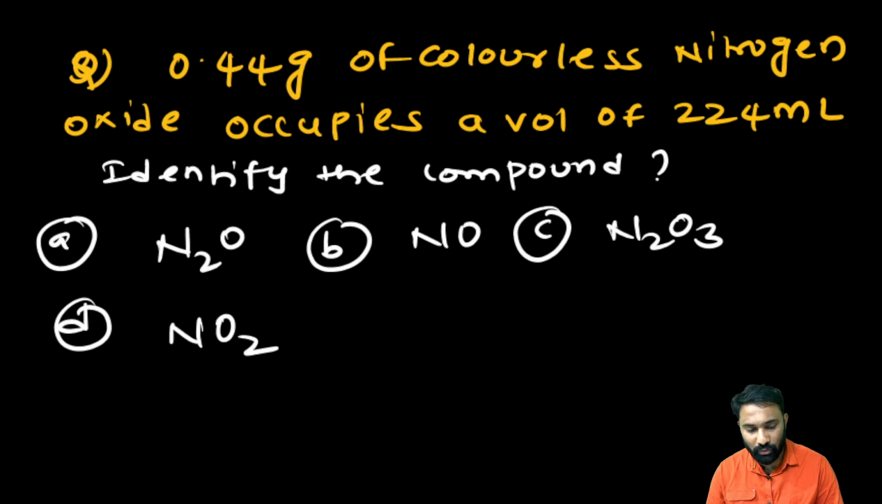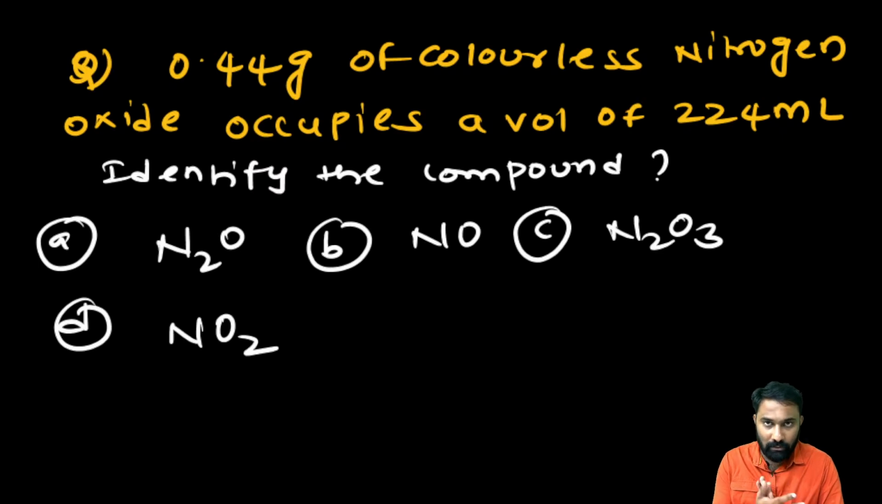Indirectly what you have to do? Indirectly you have to identify the molecular weight of these compounds, from the data given. According to the given data, you have to identify among option A, option B, option C, option D, what is that formula or identify that compound.